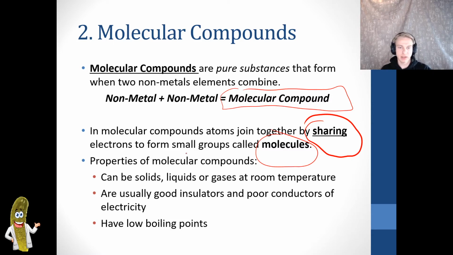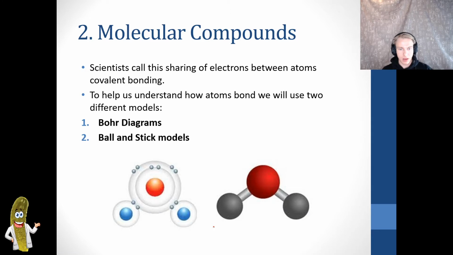Some of the properties of molecular compounds: they can be solids, liquids, or gases at room temperature. They're usually good insulators and poor conductors of electricity, and they have very low boiling points. Scientists call this sharing of electrons between atoms covalent bonding. So that's another key term that I will use a lot. I might not actually call them molecular compounds, I might call them covalent compounds as well. Those are both the same term. They mean the same thing.